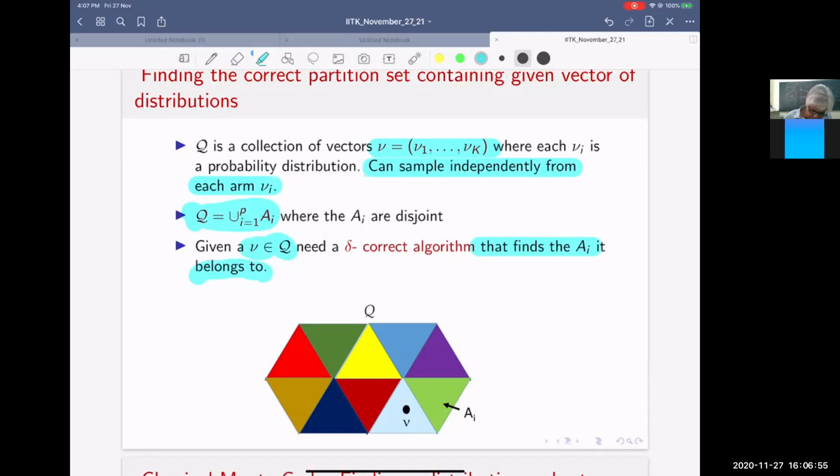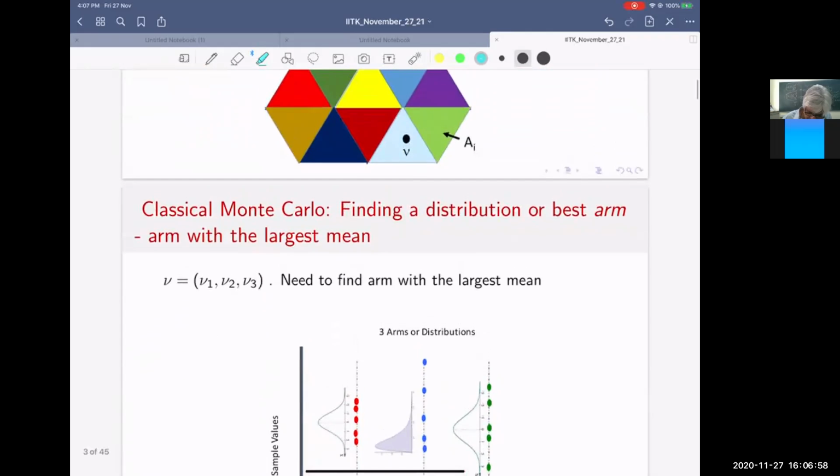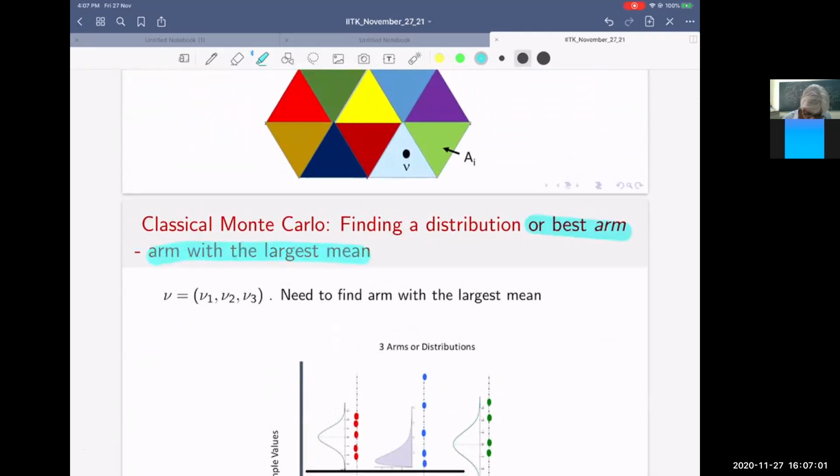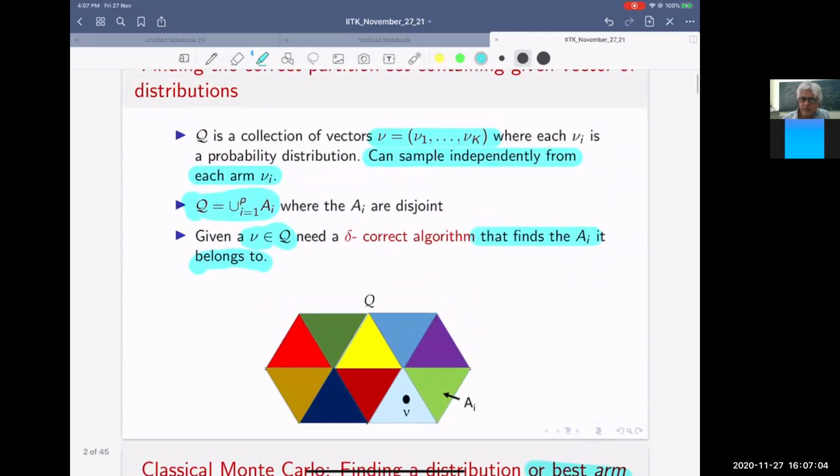The primary example to keep in mind is finding the distribution or the best arm with the largest mean. I give you these k distributions, and I ask you to sample from these k distributions as much as you want, picking whichever arm you want to sample from. At the end of it, tell me which arm has the largest mean. That's the classical question, best arm identification. Then Ai becomes all the vectors of probability distributions where the ith arm has the largest mean. A1 becomes all these vectors where the first arm has the largest mean, and so forth. Now you're given a vector and you want to find out whether it belongs to A1 or A2 or AK, and so on.